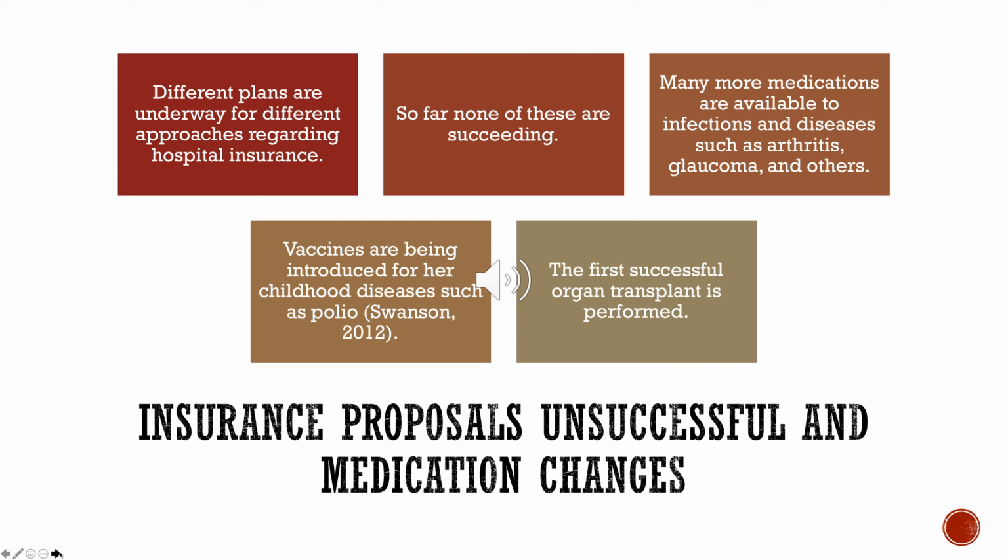There are many more medications available at this point to treat infections, diseases, even conditions such as arthritis, glaucoma. So there's more and more advances to help people live a more quality life. And this is when vaccines start to become introduced too for childhood diseases such as polio. So we're making really big strides there in getting rid of these childhood diseases altogether. They even succeeded with the first organ transplant. So the 1950s was really becoming a great influential decade for modern medicine.